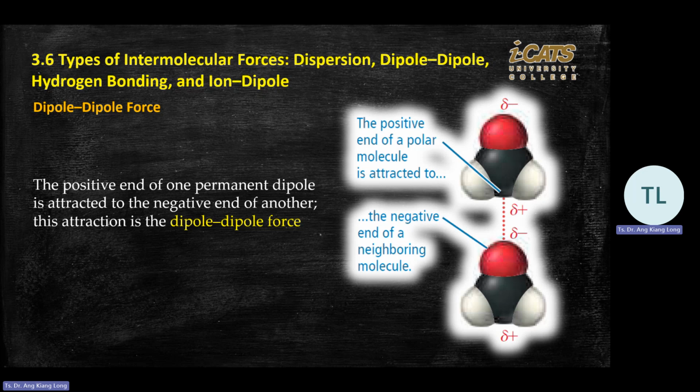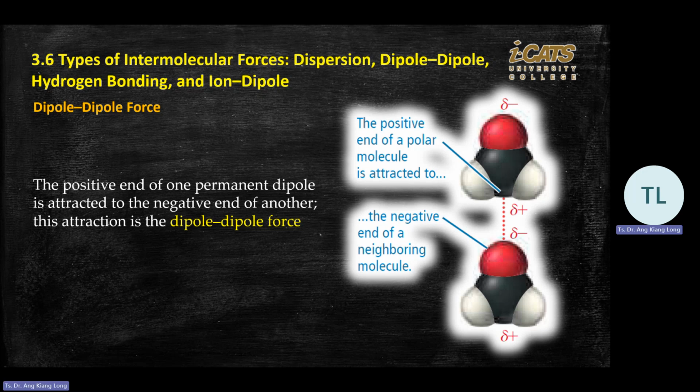This statement is important if the question asks about dipole forces, or you need to prove that a molecule has dipole forces. You need to write what dipole-dipole force is: when the positive end of one permanent dipole attracts to the negative end of another. So you need to mention permanent dipole, and then the positive end attracts to the negative end. The word we keep using here is attract.